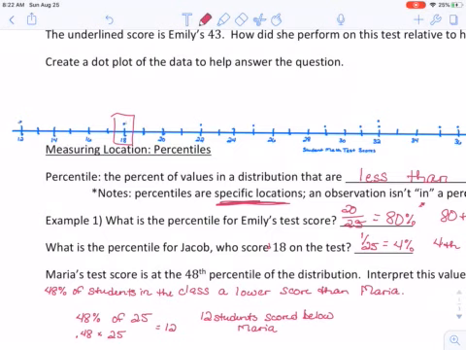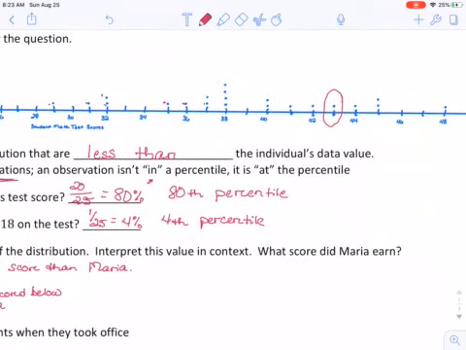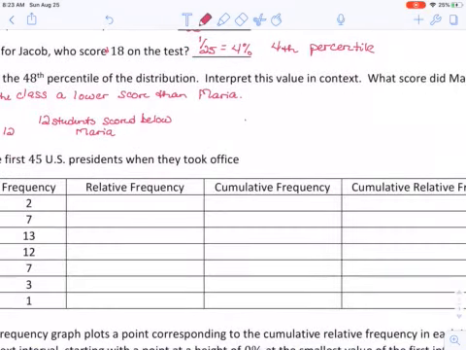So 1, 2, 3, 4, 5, 6, 7, 8, 9, 10, 11, 12 were below Maria. That means one of these 38s would have been Maria. So her score would have been a 38 on that particular math test.